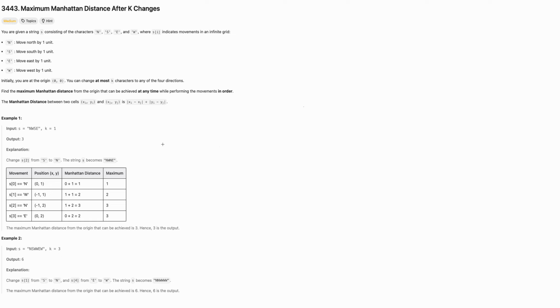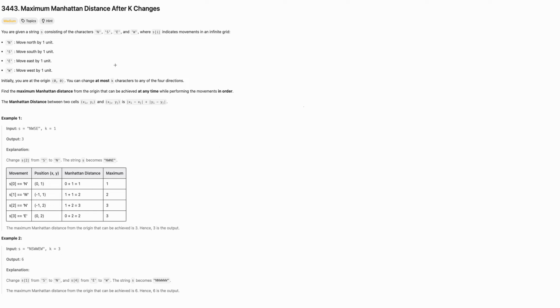This is the daily problem in LeetCode, and we have the maximum Manhattan distance after k changes. We have the string s, which consists of 4 characters: n, s, e, and w, and each character denotes movement in one direction by 1 unit. Our task is to calculate the maximum Manhattan distance from the origin that can be achieved anytime while performing movements in order. So we need to consider the string step by step, and return the maximum Manhattan distance if we find it.